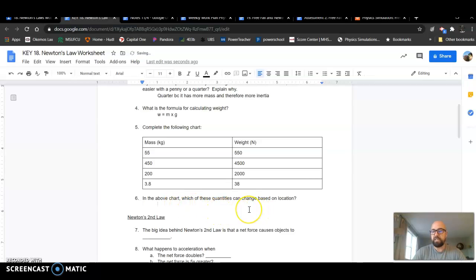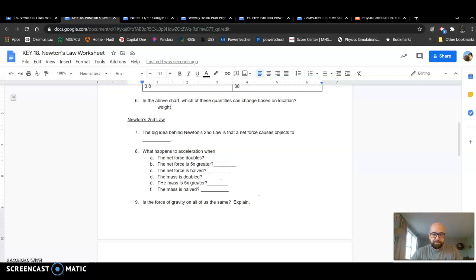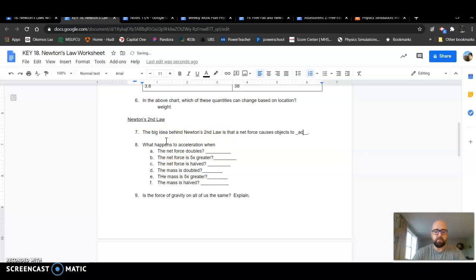And then which of these can change based on location. That goes back to that whole inertia worksheet that we did. Your weight changes based on your location, versus your mass is always the same. So here's Newton's second law. The big idea behind this is that a net force causes objects to accelerate.